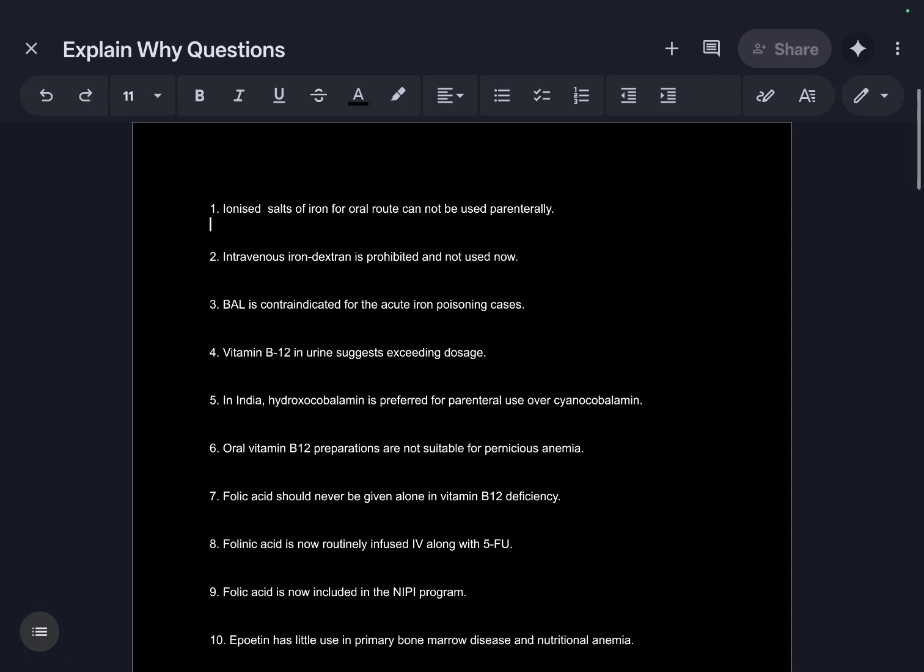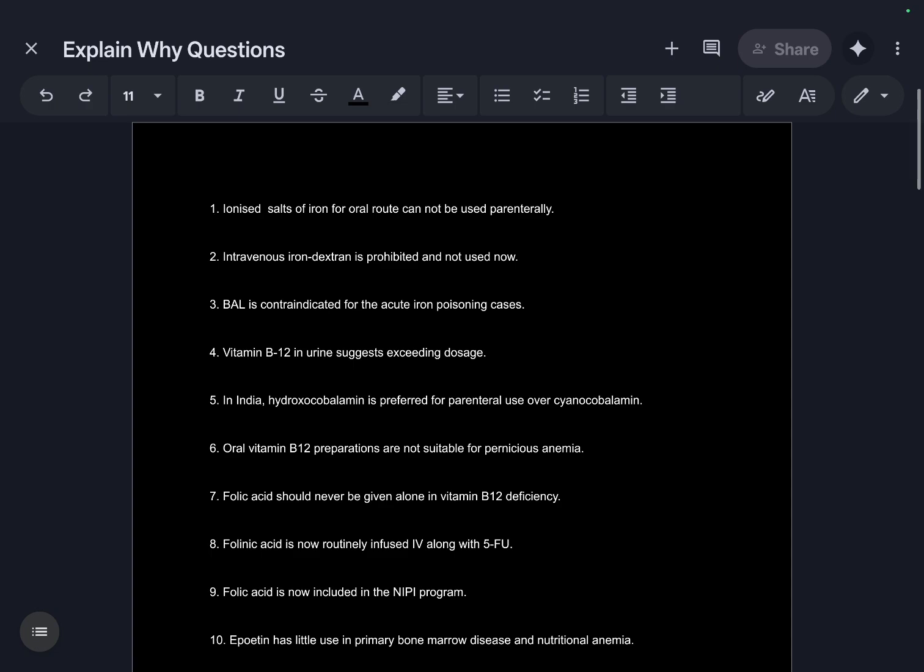Then question number 4: vitamin B12 in urine suggests exceeding dosage. Normally, vitamin B12 in the blood binds to a specific transport protein, transcobalamin 2. But transcobalamin 2 is limited in our body. So if there is an overdose, transcobalamin 2 will be 100% saturated. Then the excess vitamin B12 remains unbound or free in the plasma, is rapidly filtered by the glomerulus and excreted in urine. That is wastage of drug. So that's why vitamin B12 in urine suggests exceeding dosage.